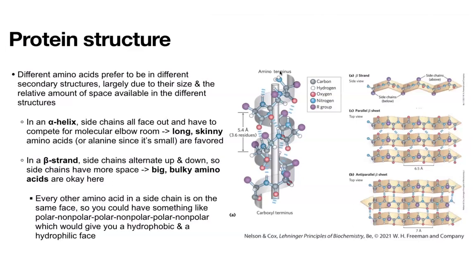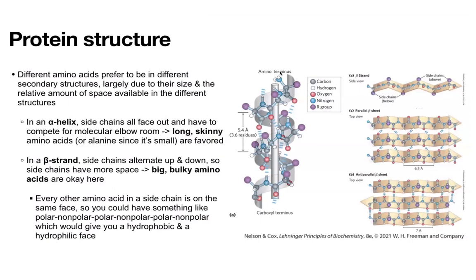So if you have a big bulky amino acid, you might find it in a beta strand or a beta sheet, but you're very unlikely to find it in an alpha helix. And because of that alternating nature, you can have a sequence of alternating hydrophobic and hydrophilic amino acids, which makes it so that one side of the sheet can face the aqueous environment and one side can face the interior of a protein.